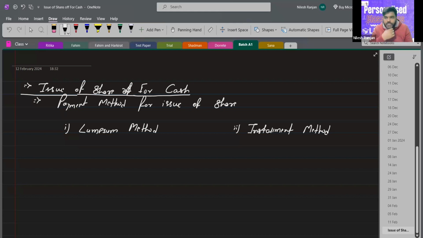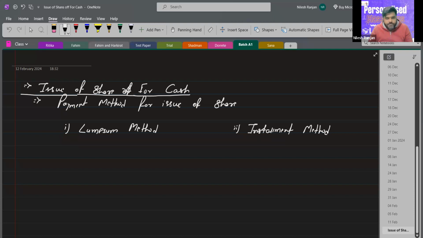What is the meaning of authorized capital? Authorized capital is the capital which is registered at the beginning, the registered capital of the company. Issued capital is the amount of capital which is issued to the public. And subscribed capital is the amount of capital that the public have subscribed from the issued capital, based on the applications received by the company.